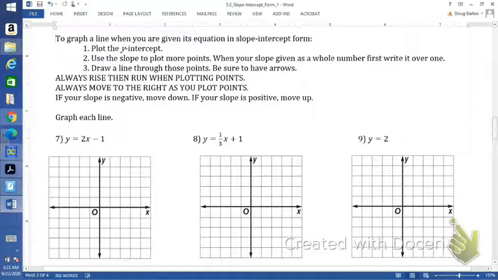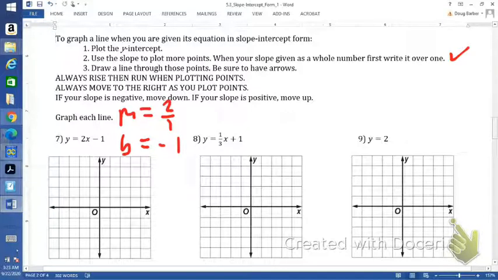Okay, so we're going to graph the line y equals 2x minus 1. So the first thing you're going to do is plot the y-intercept. Actually, let's write down what the slope is, and then what our b or our y-intercept is. So our slope is 2. Now, when your slope given is a whole number, we're going to write it over 1. So we're going to write our slope as 2 over 1. And then our y-intercept is going to be negative 1.